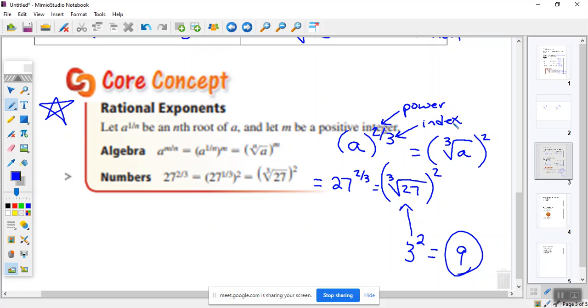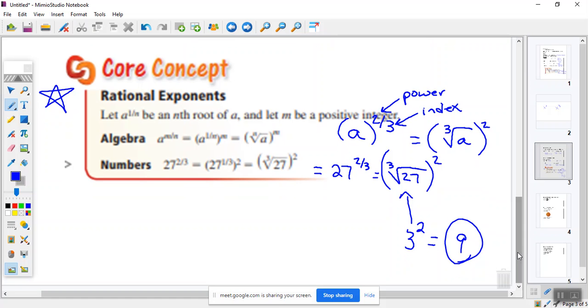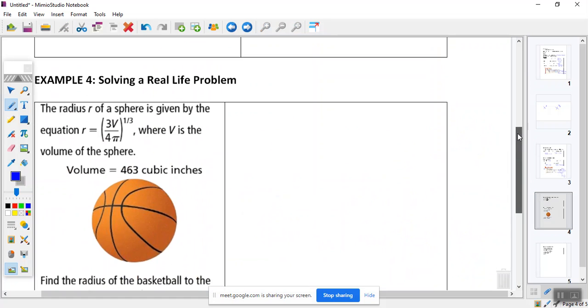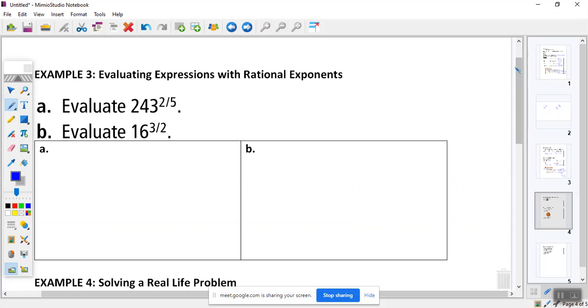So let's try a few of these, okay? Where are we at? 3rd page already, guys? Woo! Flying right along. Oh my goodness gracious me. Evaluate 243 to the 2/5 power. Okay, which number is your index? 5. So this is going to be the 5th root of what, kids? 243. All to what power?